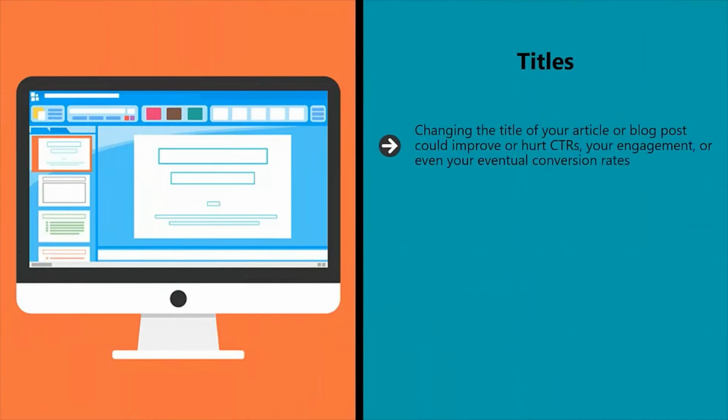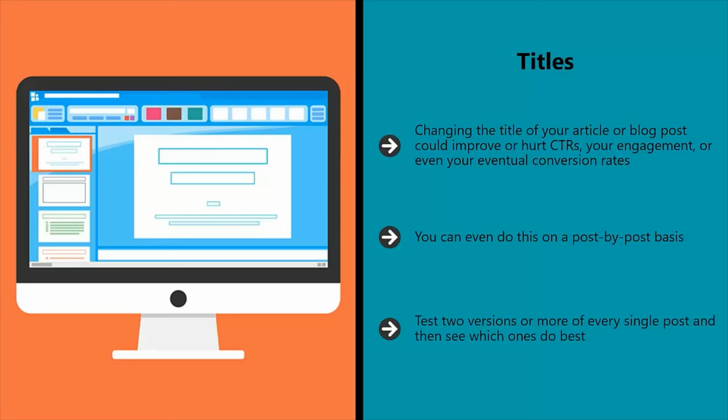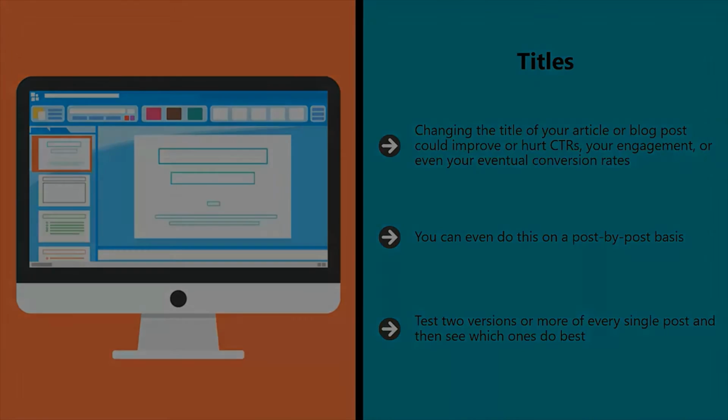Titles. Changing the title of your article or blog post could improve or hurt CTRs, your engagement, or even your eventual conversion rates. You can even do this on a post-by-post basis. Test 2 versions or more of every single post and then see which ones do best. Use the title that outperformed the others.